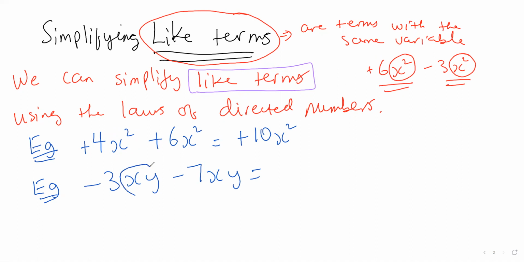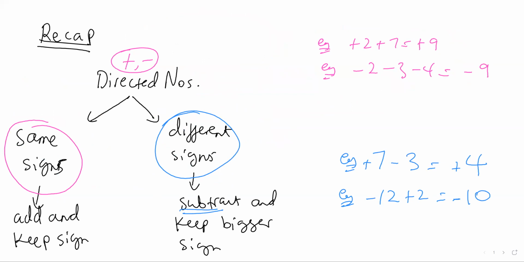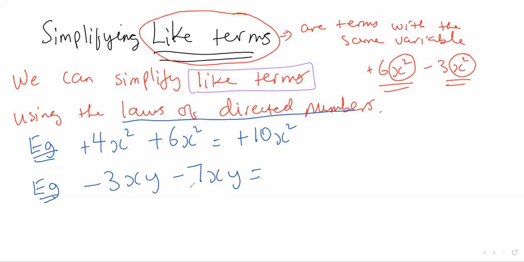So the variable here is xy, the variable here is xy. Could we simplify these terms? Yes. How can we simplify them? Using the laws of directed numbers, right? Which law of directed numbers applies to this example? The same signs law, right? So the same signs law here is add and keep the same sign.